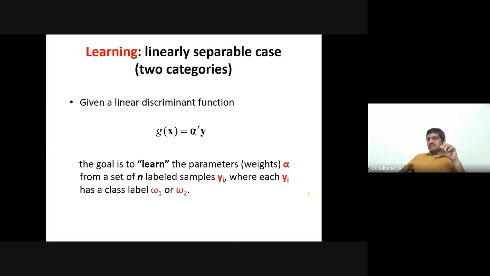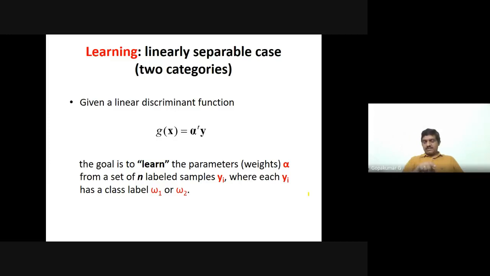Okay, g of x is equal to... suppose we consider alpha instead of w, as they have used in this particular slide. So that means w transpose into x, but it's now y. More or less all are the same. And why is alpha zero actually missing?